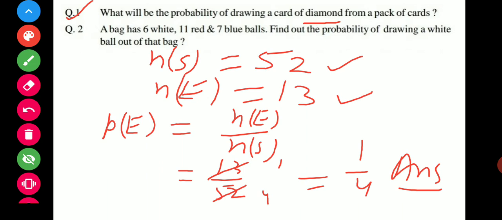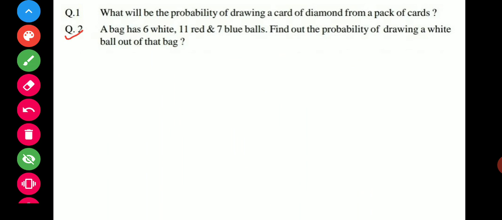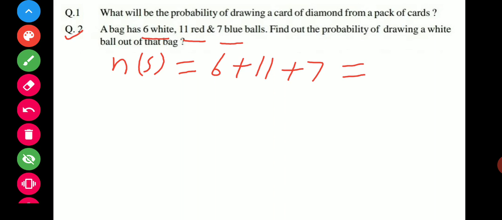Now come to the second question. In the second question, what happened? This is your second question. A bag contains 6 white, 11 red, 7 blue. Find out the probability of drawing a white ball out of the bag. First of all, we want to find the total number of events which are happening or not. 6 white, 11 red, and 7 blue. So total is how much? It is 24.